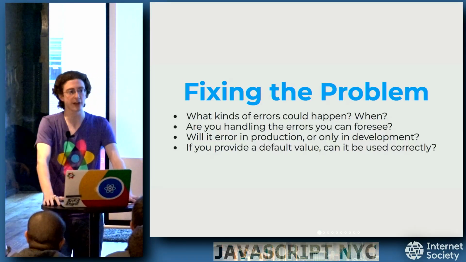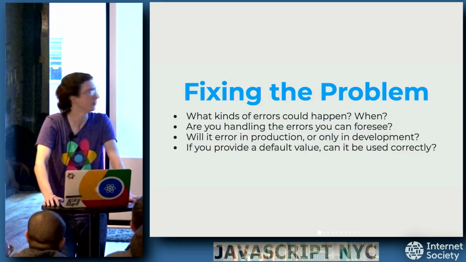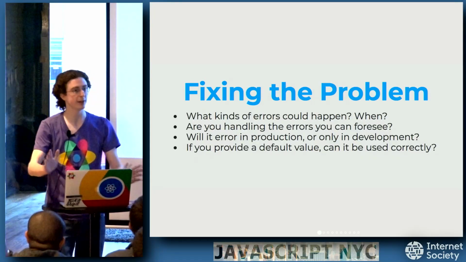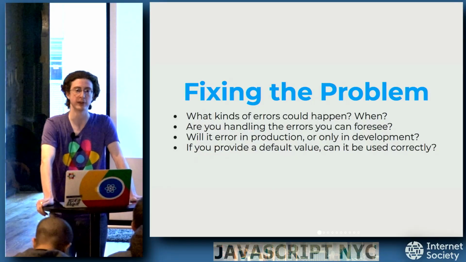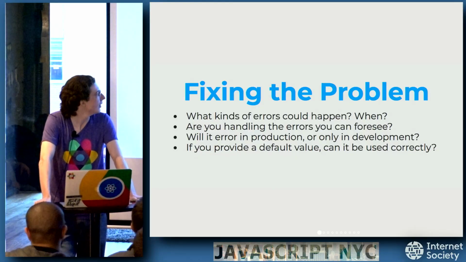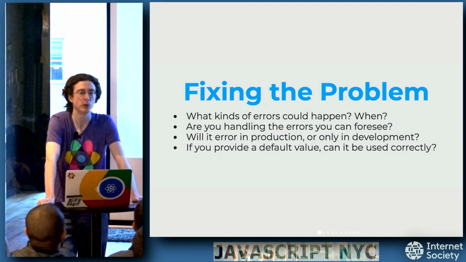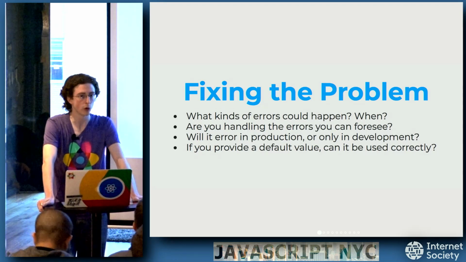But there's a lot of other things that you should ask yourself when trying to find out what kind of errors might happen. And that's very dependent on what code you're actually writing. And when you're thinking about errors, are these the kind of errors that should only happen when you're writing new code, or might it happen in production?